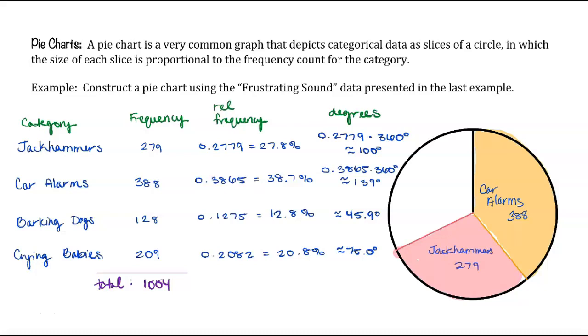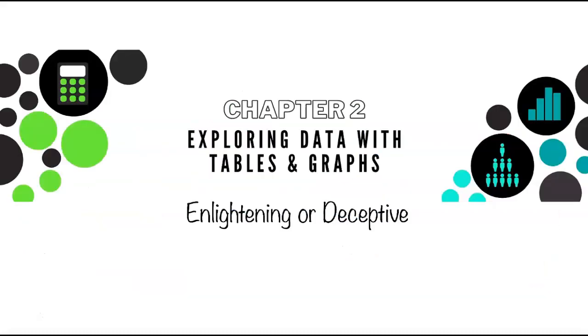Continuing in this way, we can sketch the last two slices that correspond to crying babies and barking dogs. Now we have our completed pie chart and the last graph for this lesson. That concludes this lecture video on various tables and graphs, some of which were very enlightening while others were a little deceptive.